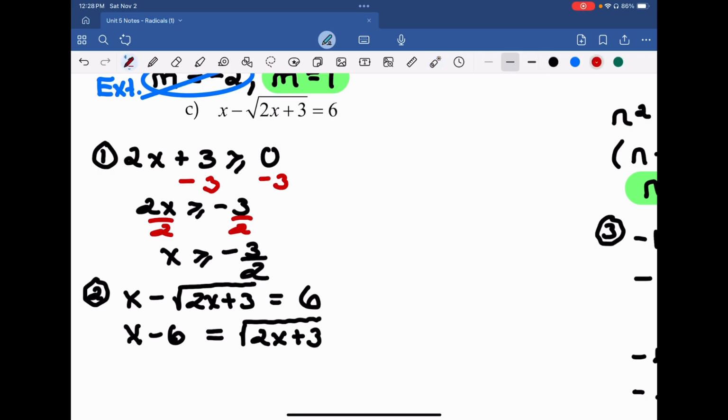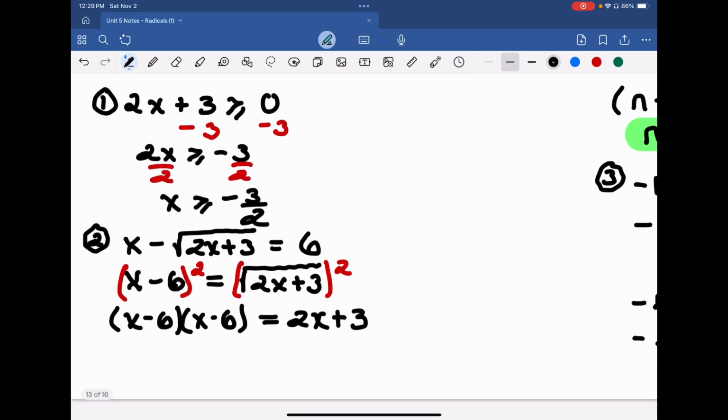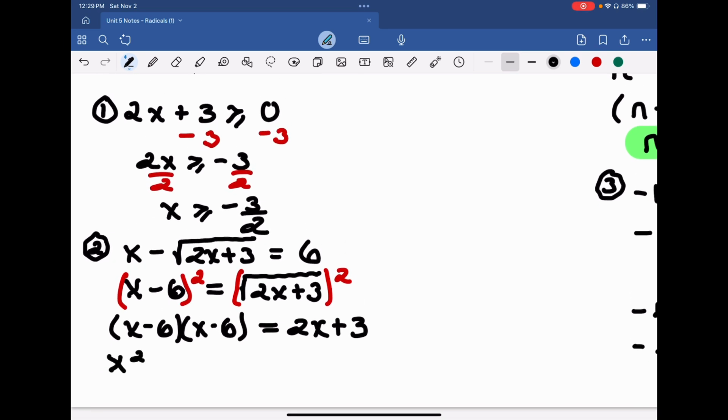Now we're going to square both sides in order to get rid of the radical from the right-hand side. Again, with the binomial squared, we're going to write this as x minus 6 times x minus 6, which is equal to 2x plus 3. Unfortunately, we've run out of space here, so we'll continue it up on the right-hand side. We have x squared minus 12x, and then plus 36, because 6 times 6 is 36, equal to 2x plus 3.